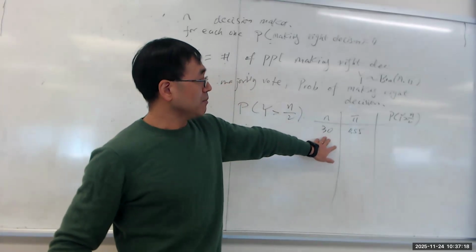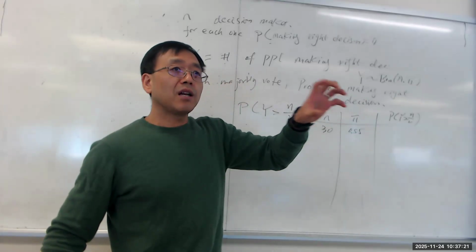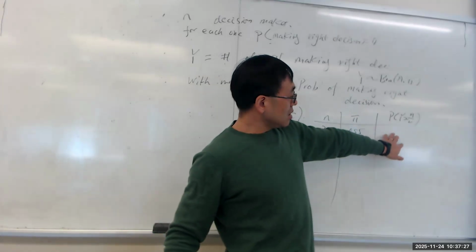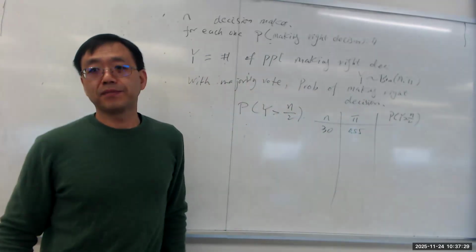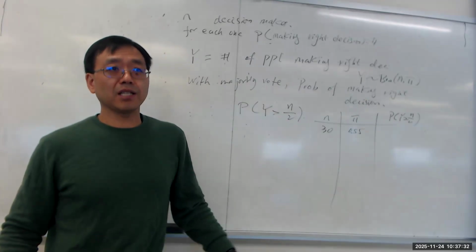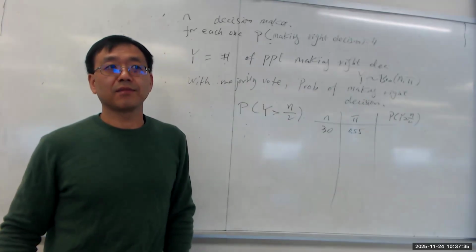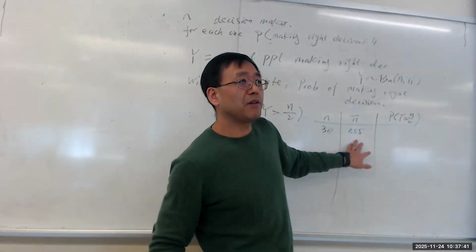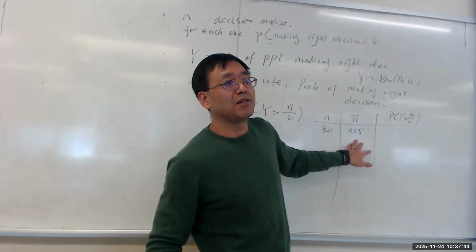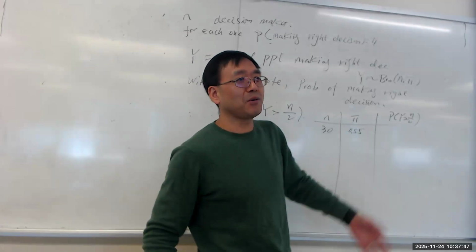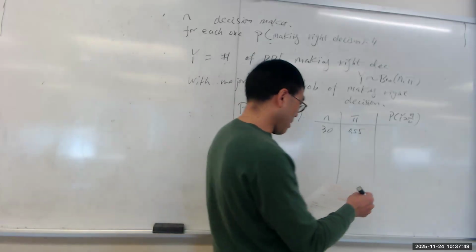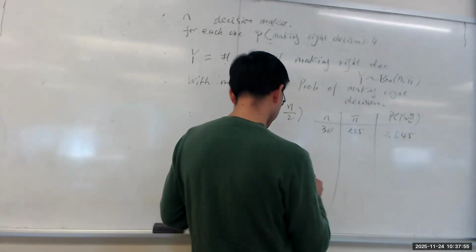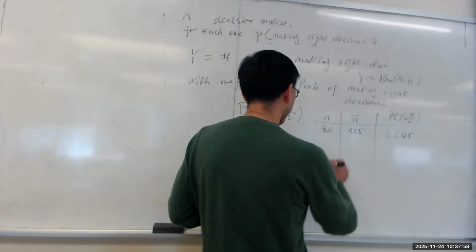Now suppose you have 30 of them, 30 lousy decision makers, and you put them into a committee using majority vote. What do you think this probability is going to be? Anybody take a guess? Do you think it's going to be higher than 55% or lower than 55%? Come on, it should be higher, right? Otherwise, why bother doing the whole process? So the probability is going to be 0.645. Now, if you increase the number to 100.